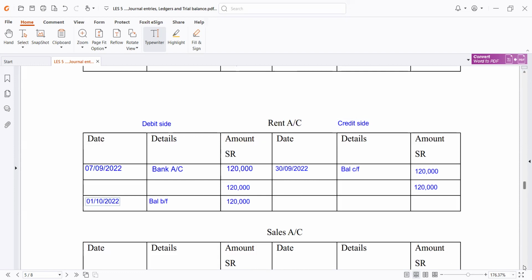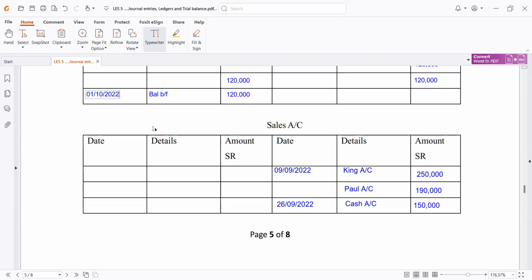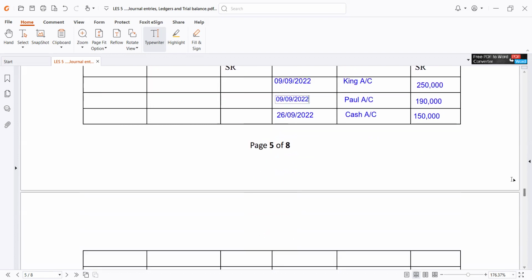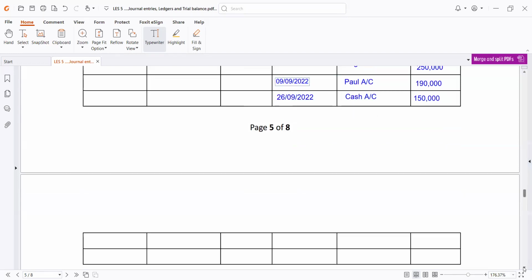Then we close down the sales account. So you have debit side, and you have here the credit side. So this Paul account, the transaction also happened on the same date, 09/2022. So we add these figures together. So the figures that we are adding together are 250,000, 190,000, and 150,000. We do not have any other.